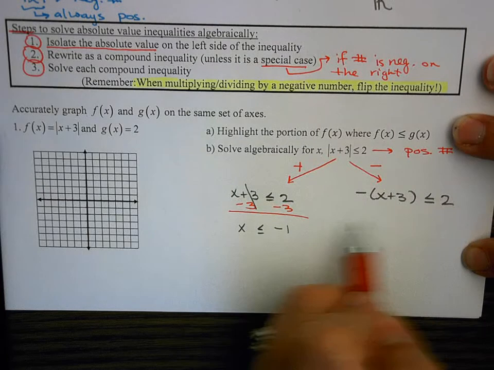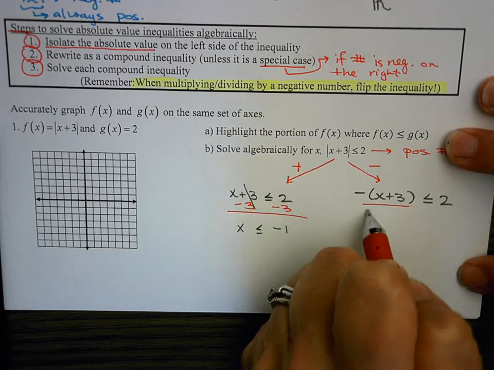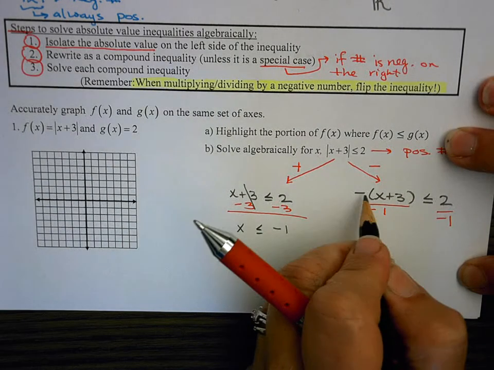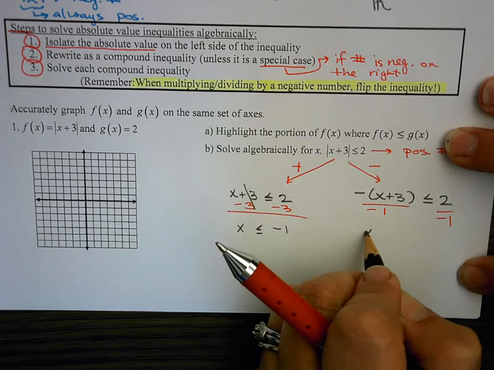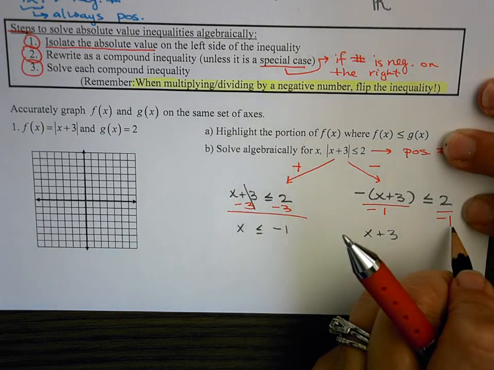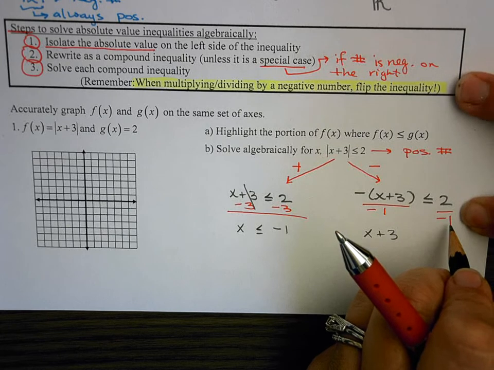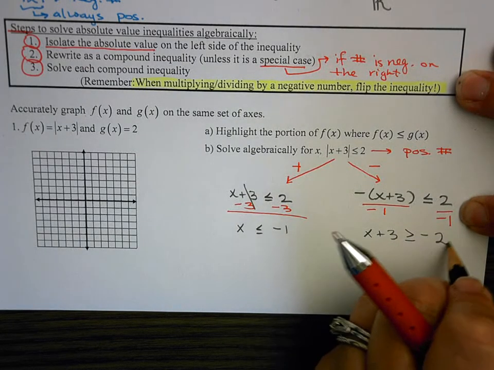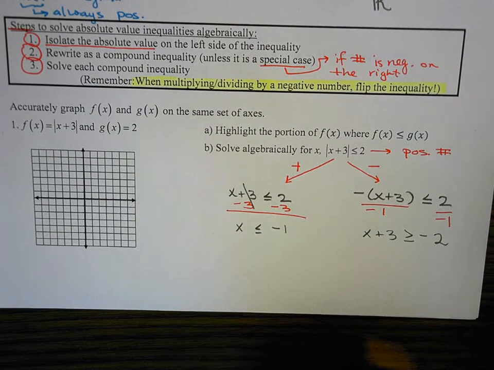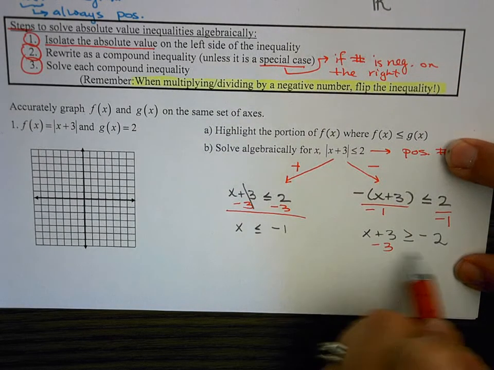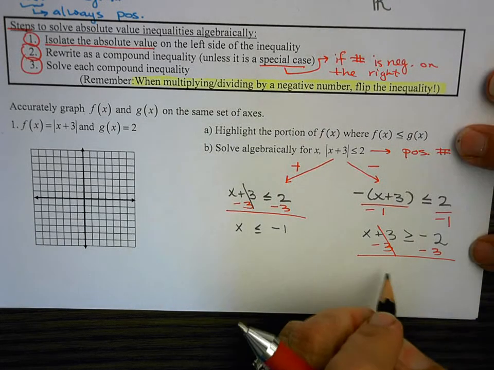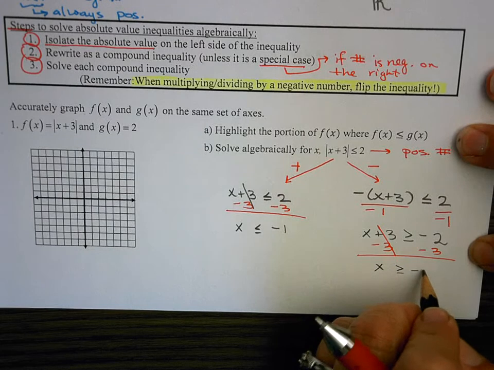And then over here, I'm going to divide both sides by negative 1 to get rid of that negative, instead of distributing, which I could still do, that will work as well. So that gives me a positive x plus 3, and then I divided by a negative number, so remember to switch the inequality, so that's going to switch this way. And then that will give me negative 2. So 2 divided by negative 1 is negative 2. And then finally subtract 3. And so then I have x is greater than or equal to negative 5.